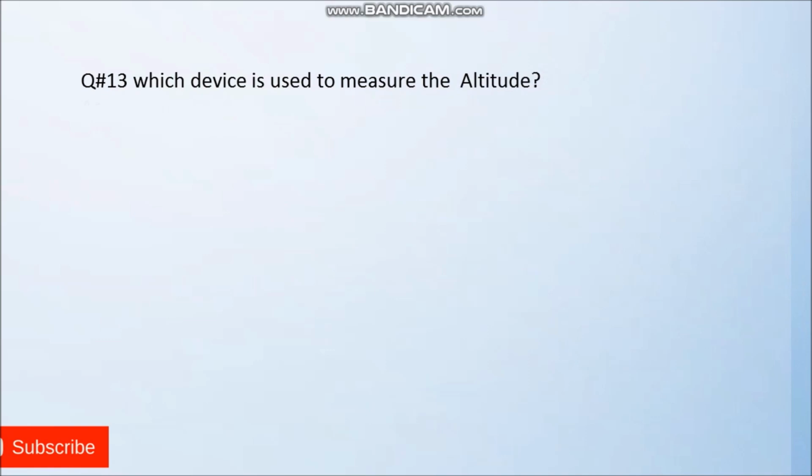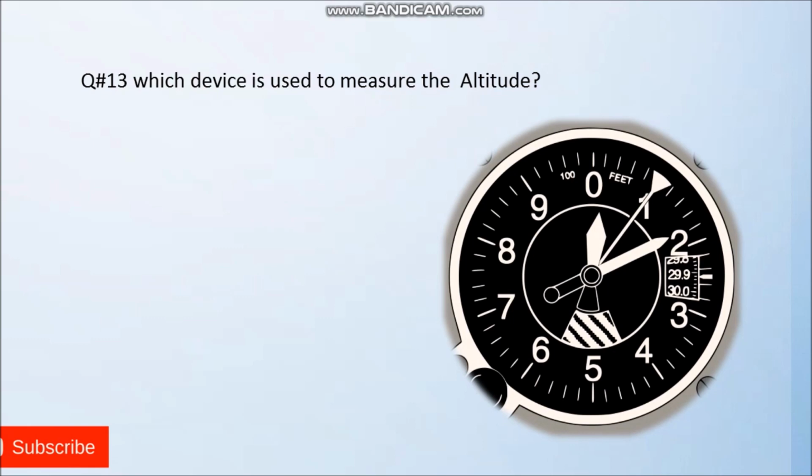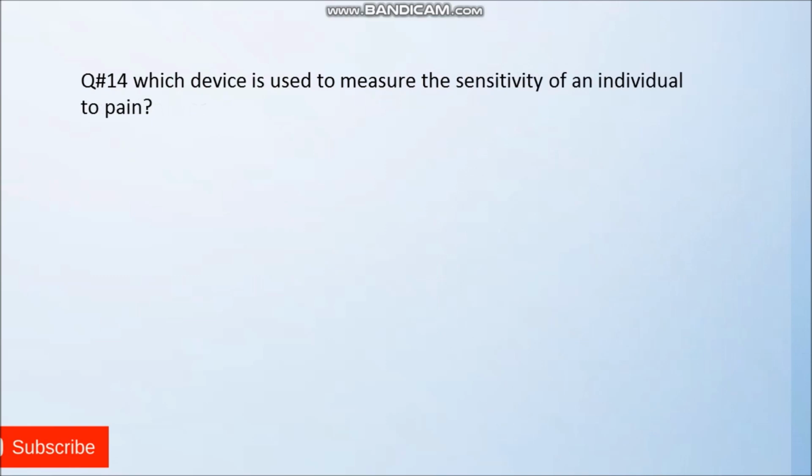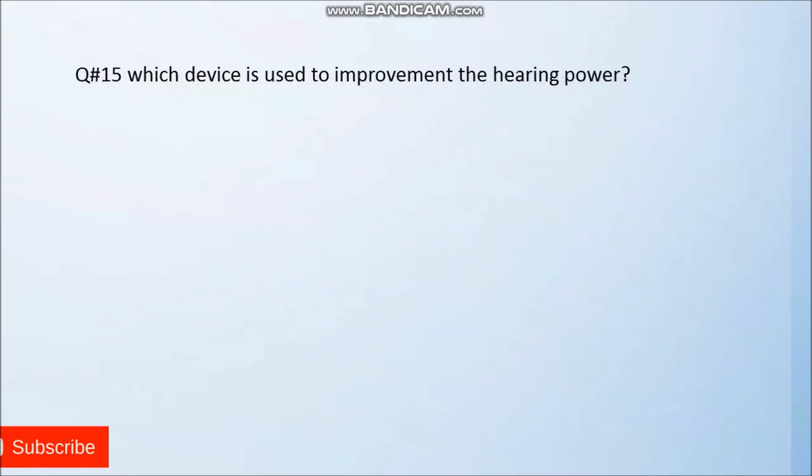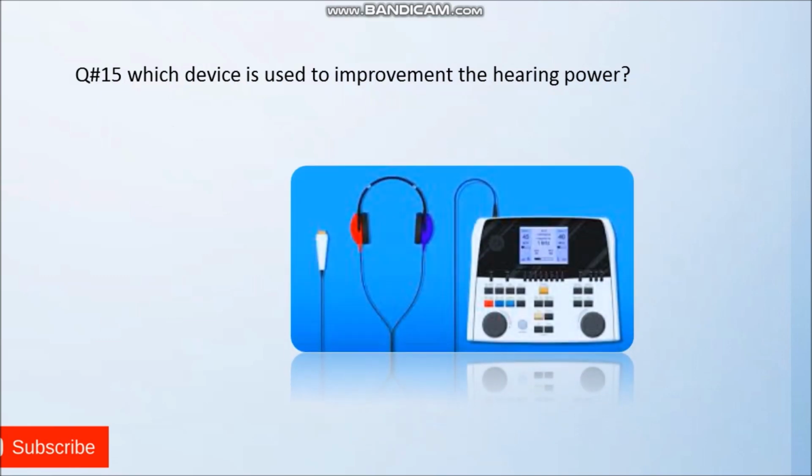Question number 13, which device is used to measure the altitude? Answer is altimeter. Question number 14, which device is used to measure the sensitivity of an individual to pain? Answer is algesimeter. Question number 15, which device is used to improve the hearing power? Answer is audiometer.